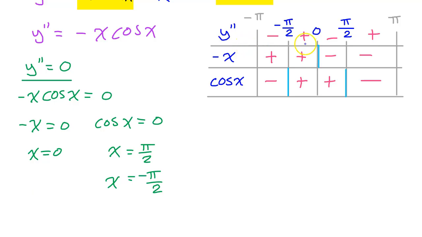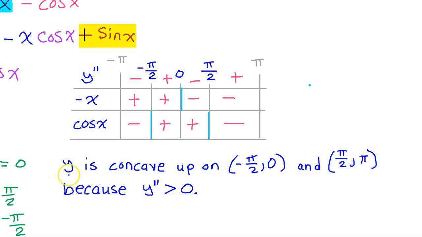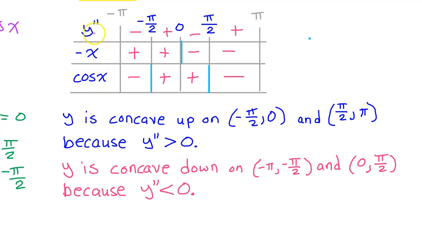Y will be concave up wherever y double prime is positive. That's from negative pi over 2 to 0 and pi over 2 to pi. We say y is concave up on the interval from negative pi over 2 to 0 and from pi over 2 to pi because y double prime is positive. Similarly, we say y is concave down on the interval from negative pi to negative pi over 2 and on the interval from 0 to pi over 2 because y double prime is negative.